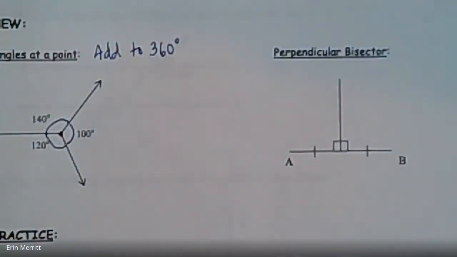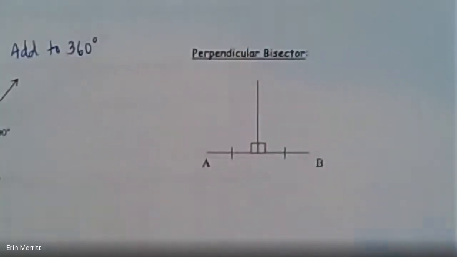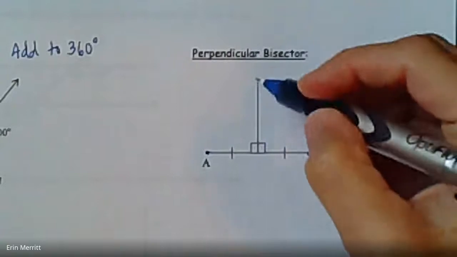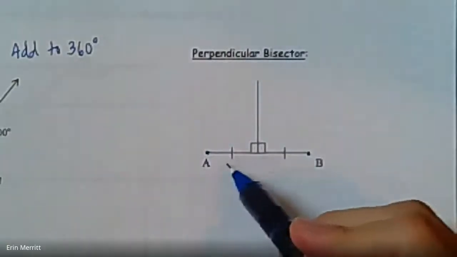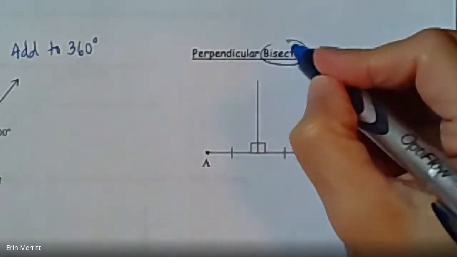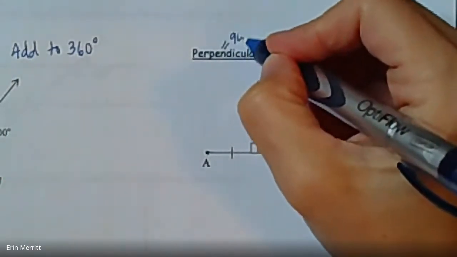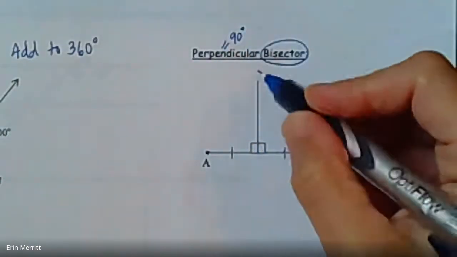The one other detail here is a perpendicular bisector. If I have segment AB, this segment here is coming through, cutting it into 2 equal parts. That's the bisector piece of it. And then perpendicular means it's forming 90-degree angles. That's this piece of it.